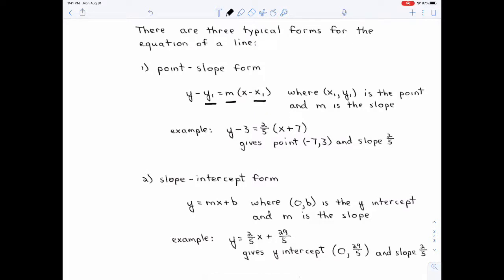Now, what two things is that going to tell you? That's going to tell you a point, in this case negative 7 comma 3, and a slope of 2/5. Okay, now here's the hard part. If it's y minus 3, why is the y-coordinate positive 3? And if it's x plus 7, why is the x-coordinate negative 7? I'll try and give you an idea, okay? And I'm going to scroll back up to what we did before with slope.